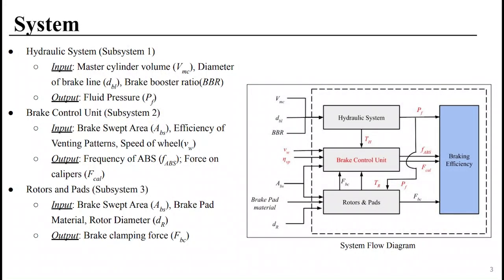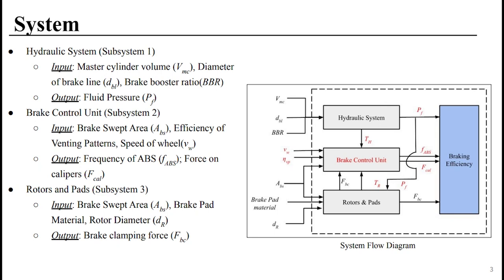As you can see on the screen, here are the main inputs and outputs of the three subsystems previously described. The outputs are fluid pressure for the first subsystem, the frequency of the ABS and the force on the calipers for the second subsystem, and finally the brake clamping force for the third subsystem.